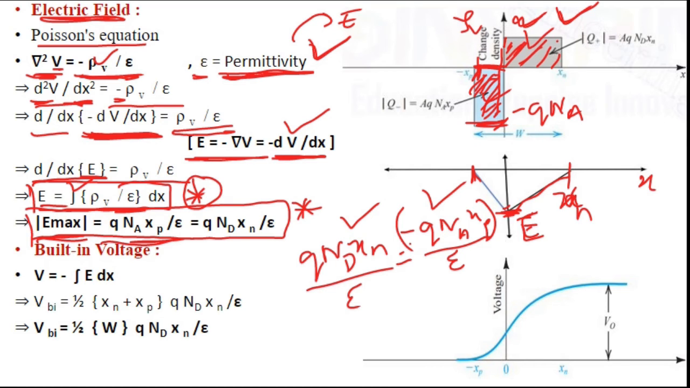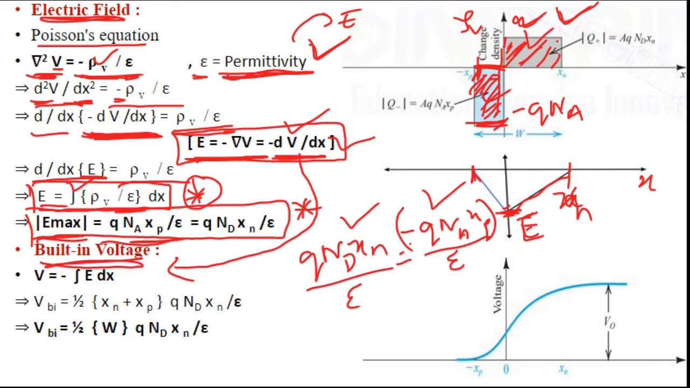So now we need to find out what is the built-in voltage or the potential. So here we can see from this equation, that is E is equal to minus del V, from here we can find the potential. So we will take this differentiation to the left hand side. What we will get? We will get the potential. And we will also take minus to the left hand side. So here it will become minus of integration of E dx.